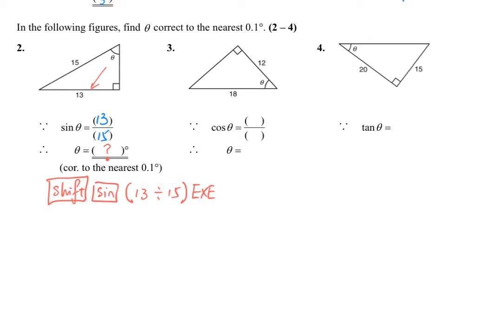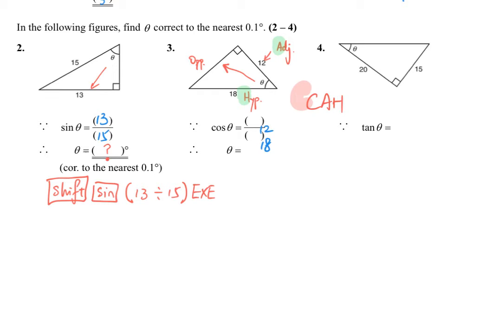And for question 3, we also need to find the angle. We use cosine theta because we don't know the opposite side of angle theta. This is the opposite side of theta. So 12 is the adjacent side, and 18 is the hypotenuse. So we use CAH. Cosine theta equals the adjacent side, which is 12, over the hypotenuse, which is 18.